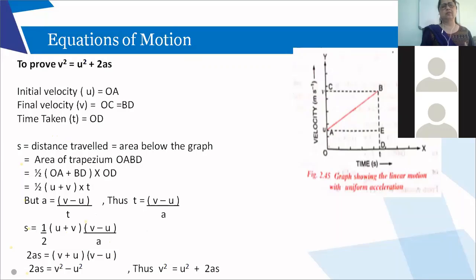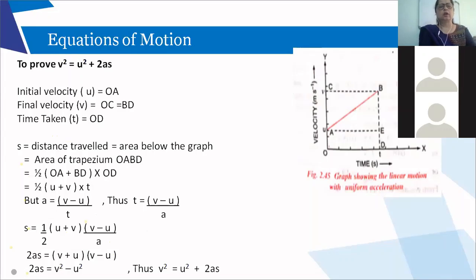So we are going to take area of trapezium. Now, area of trapezium, you all are maths children, half into sum of parallel sides. Now look at this trapezium. Which are the parallel sides? The parallel sides are here. OA is the first parallel side and BD is the second parallel side. So you can see the two parallel sides, OA and BD, right? So half OA plus BD and the perpendicular distance between them is OD, right?